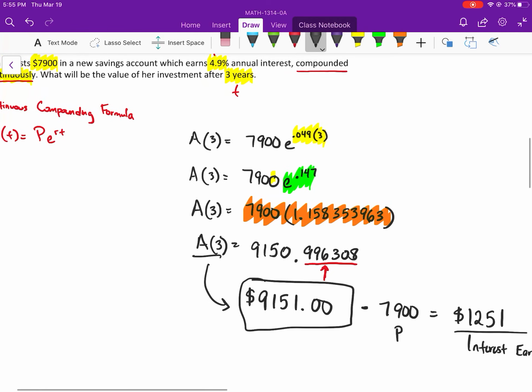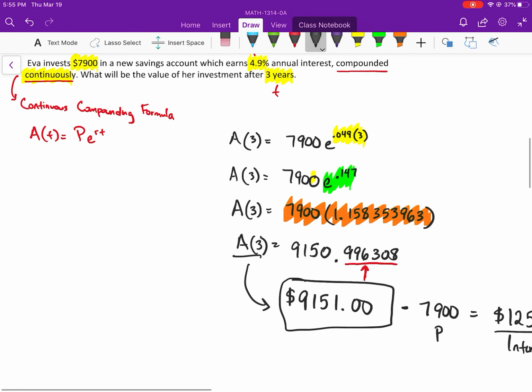All right. Just please be careful about these money questions. Maybe the hardest part is deciding which formula to use, but if you pay attention to that word continuously, the only time you'll use the continuous compounding formula is when it says compounded continuously. That's the only time. Okay?